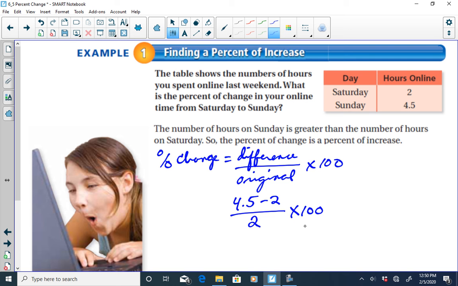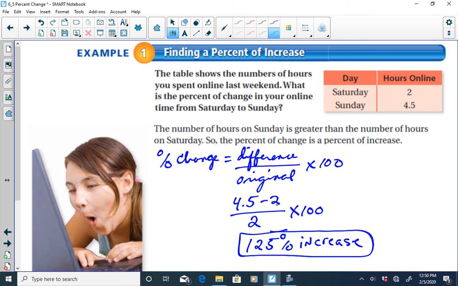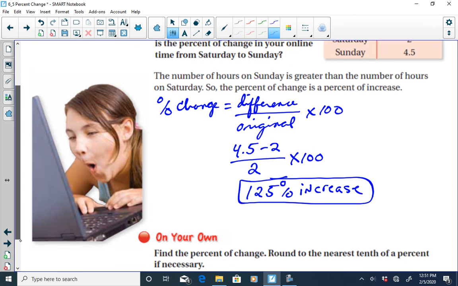what's that percent change? Let's see. When we do 2.5 divided by 2, we wind up with 125%, and that is a percent increase. That's simply 4.5 minus 2, that's 2.5. 2.5 divided by 2, that's going to be 1.25. Times 100, we get 125% increase.